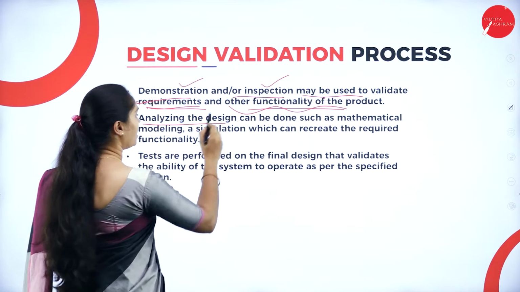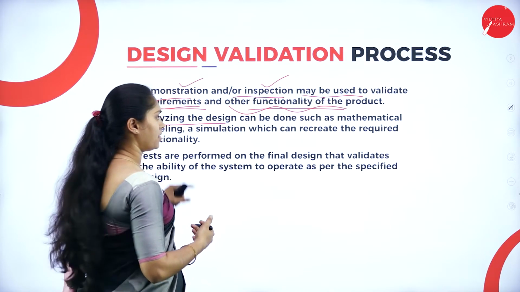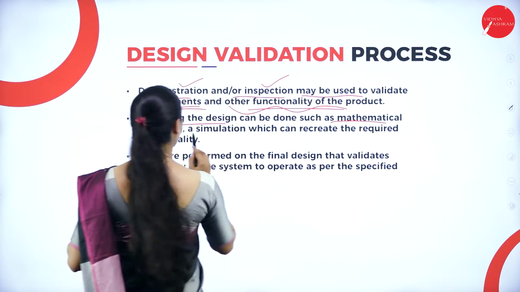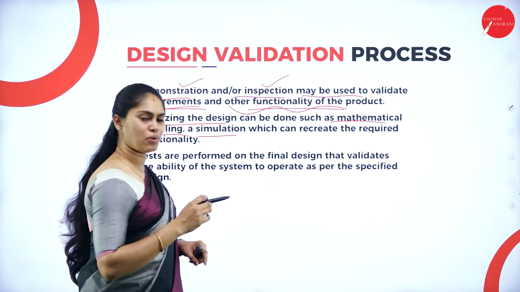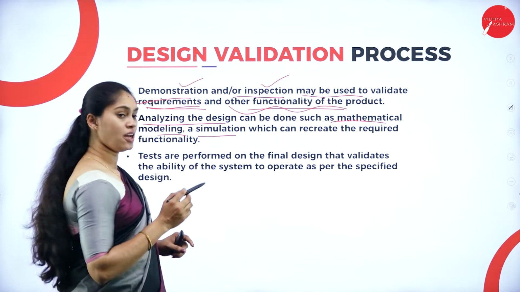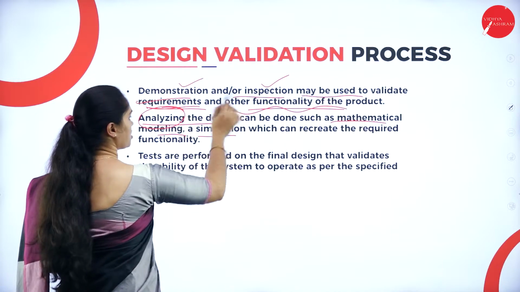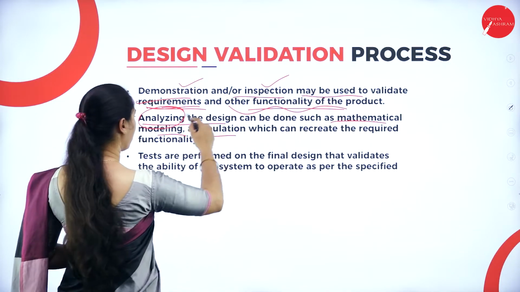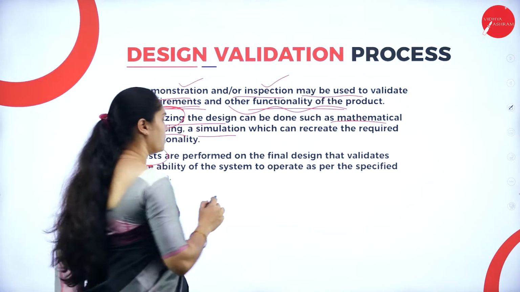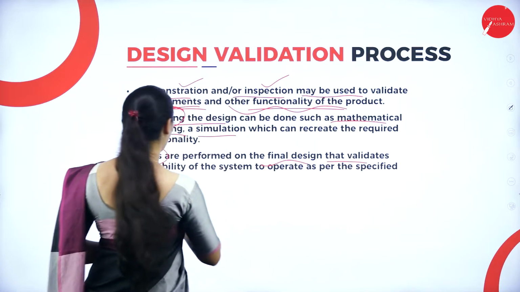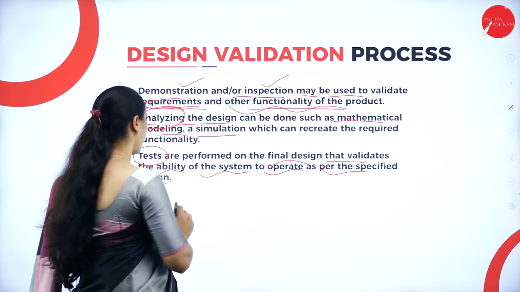And also analyzing the design. So, how can I analyze the design? That can be done with the help of mathematical modeling, and also we have simulation. With the help of simulation and mathematical modeling, we can do the analysis of design. So here we have demonstration and inspection, and also analysis, and next, tests are going to be performed on the final design that validate the ability of the system to operate as per the specified design.